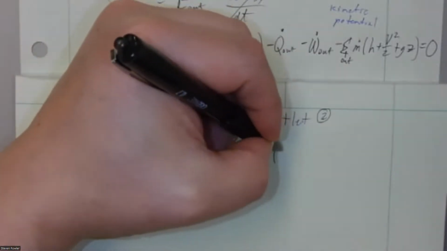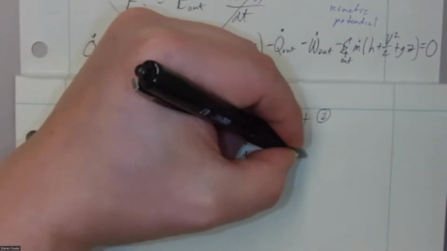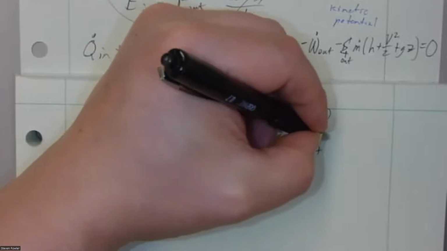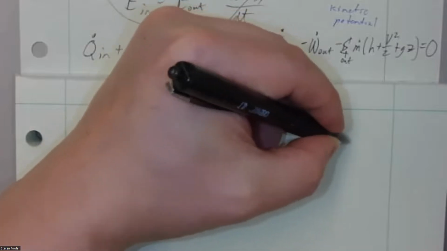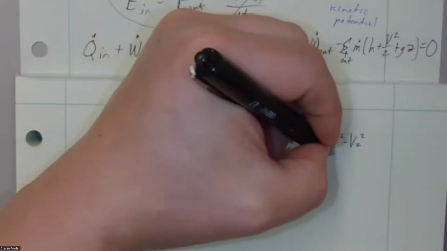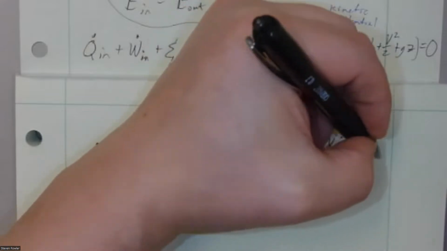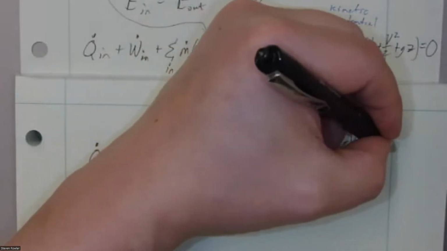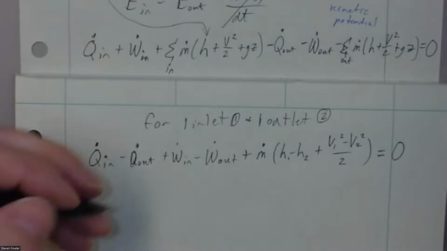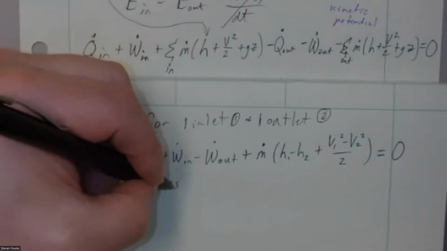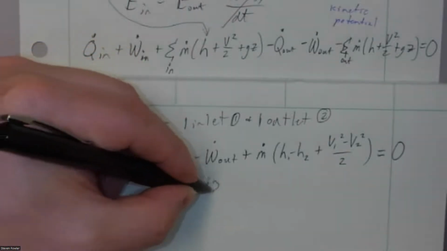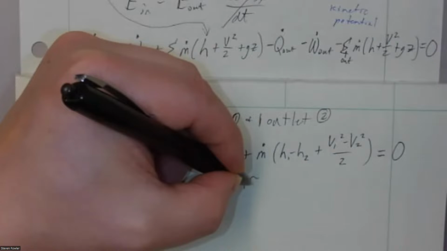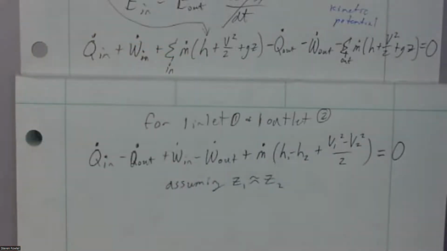And then I'm just going to include h1 minus h2. I'm only going to include the kinetic energy, V1 squared minus V2 squared divided by 2. I'm going to close that off. I'm going to set that equal to the change for my system. If it's steadily flowing, the change is 0. And I'm just going to simply say, assuming z1 is approximately z2, and that's almost always a safe assumption.